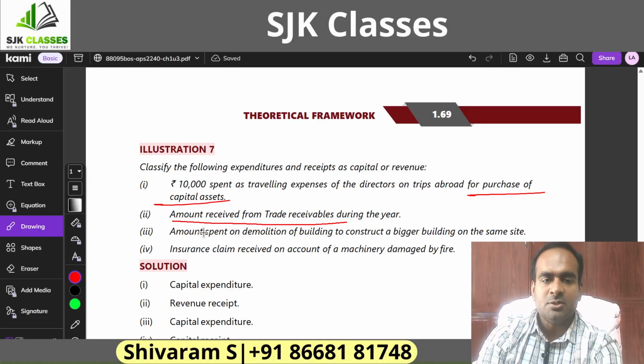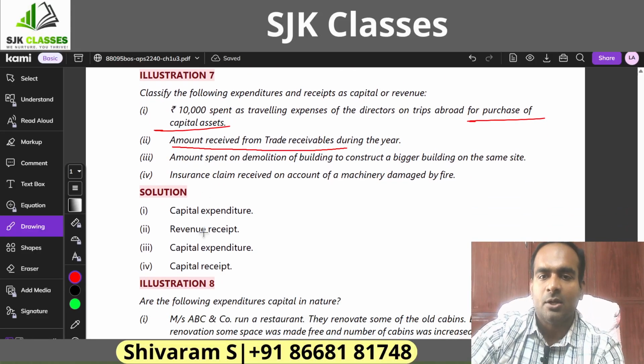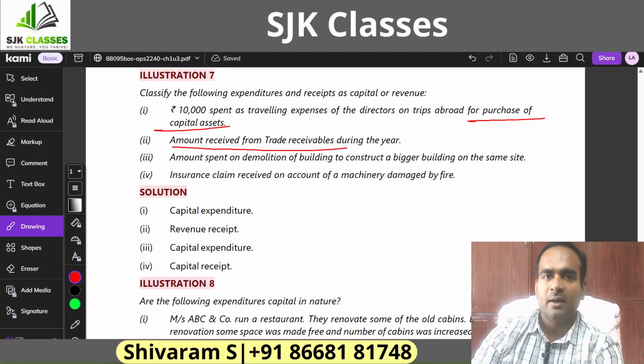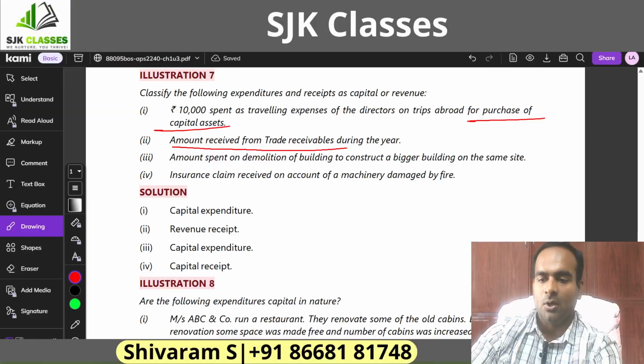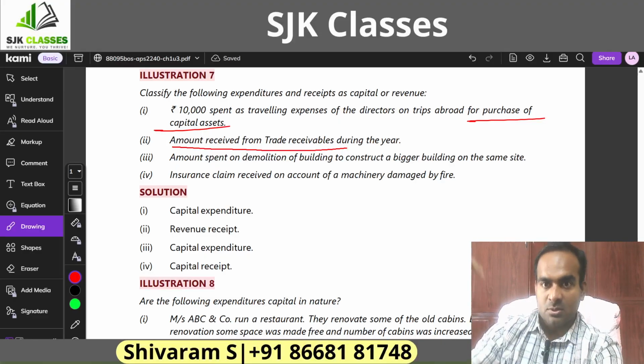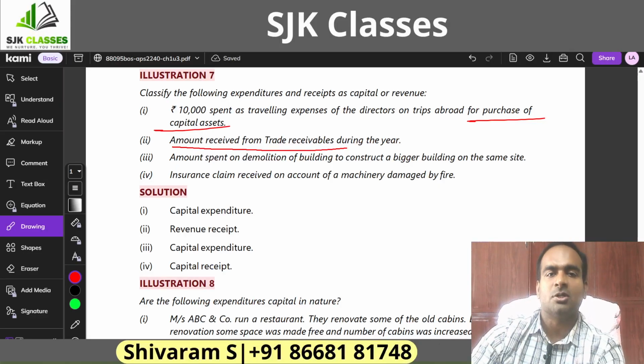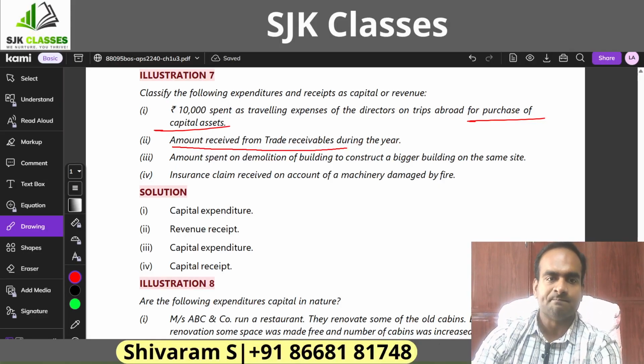Next one. Amount spent on demolition of building to construct bigger building on the same site. So I'm demolishing my old building and I'm constructing a newer building now. So for bringing the asset to a usable condition, which asset? The new asset to a usable condition, I have to demolish my old building. So this demolition cost will be a capital expenditure.